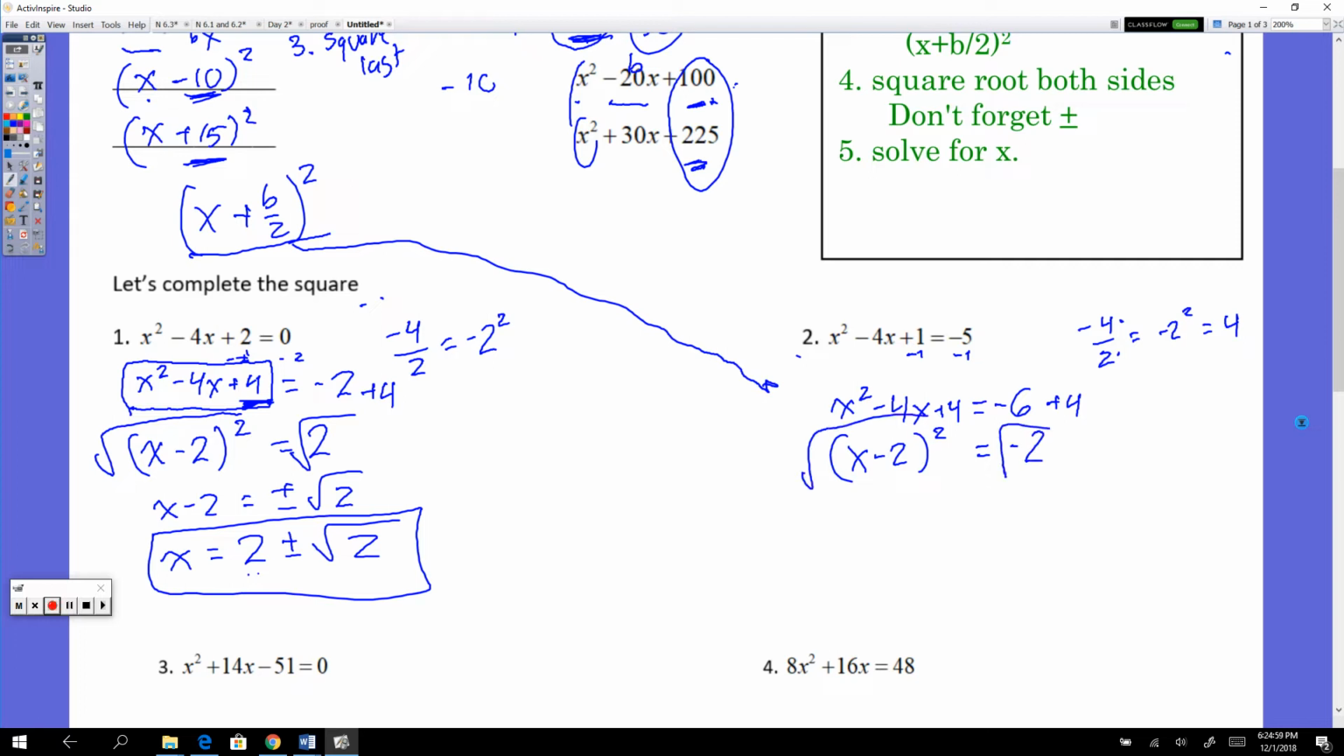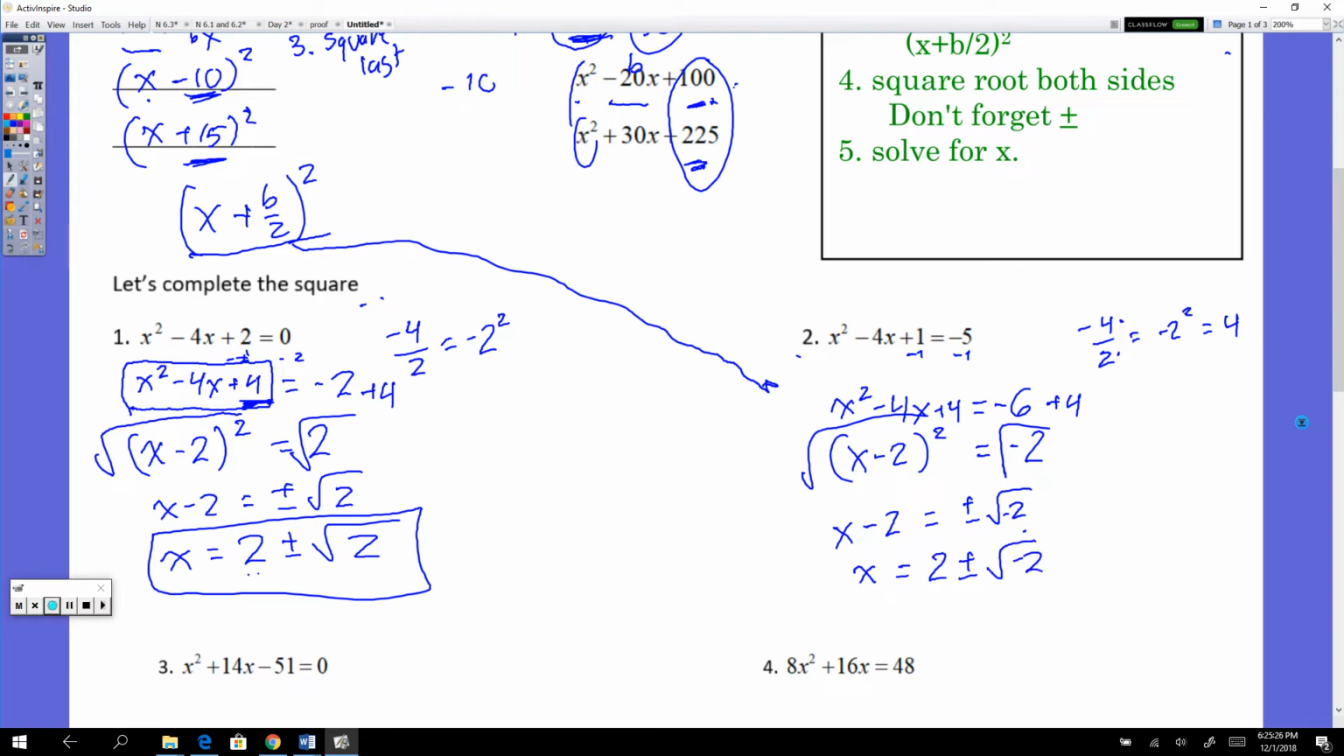Square root both sides, so when I do that, I get x minus 2 equals plus or minus the square root of negative 2. Hopefully, something's going off in your head telling you, wait, that doesn't seem right. If you remember, we can't square root negative numbers, so this, when I add 2 to both sides, we need to handle this negative square root of 2.